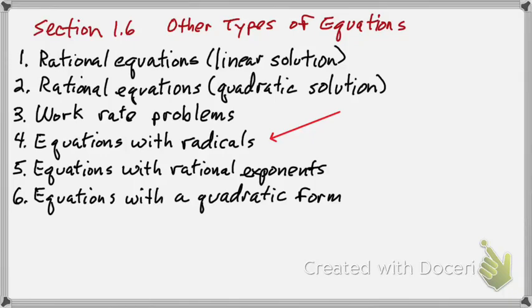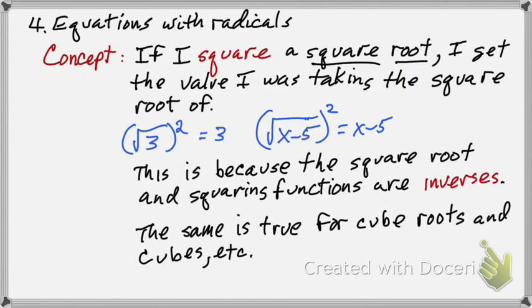So last time we got together, we talked about the first three of those things. We're still in section 1.6. Today we're just talking about number 4. That's got a lot to it. Equations with radicals. So please write this down. Here's the big concept that we're going to be dealing with.